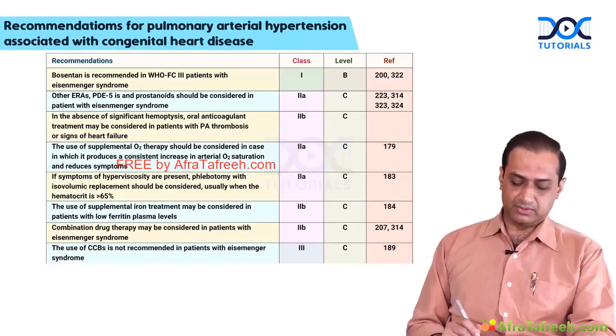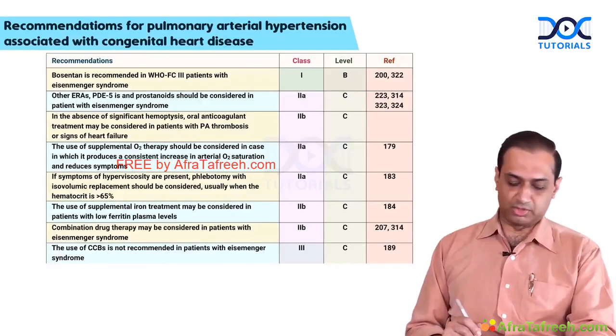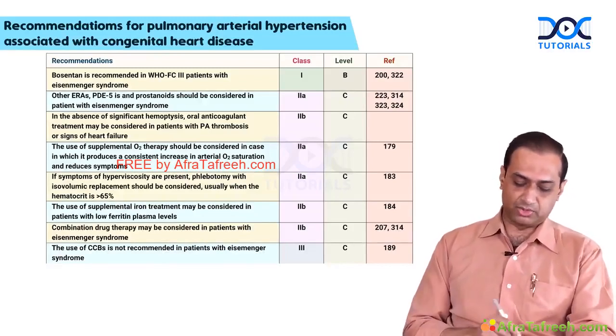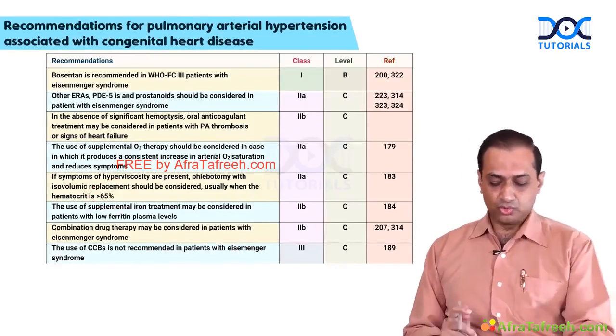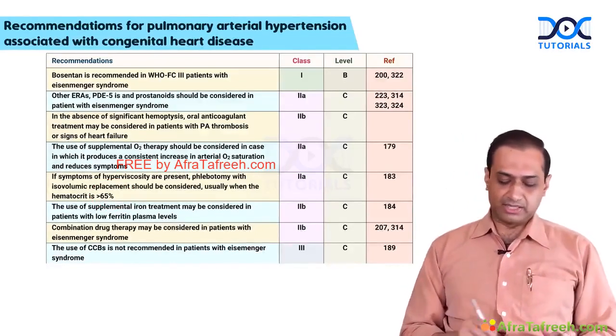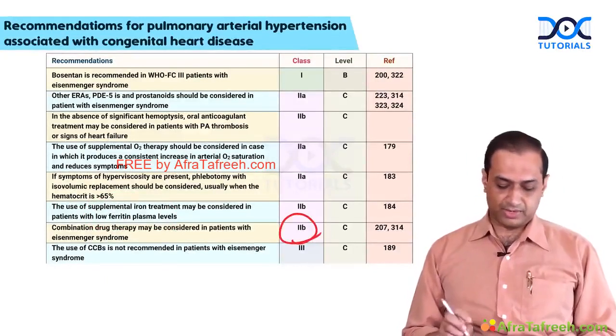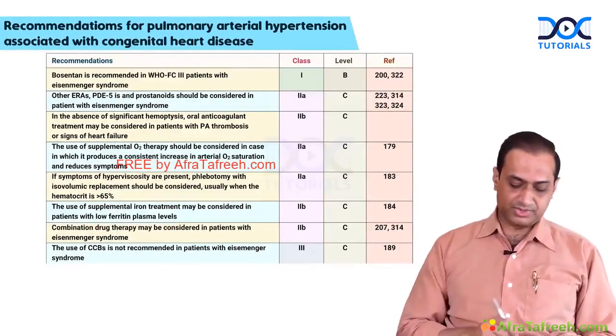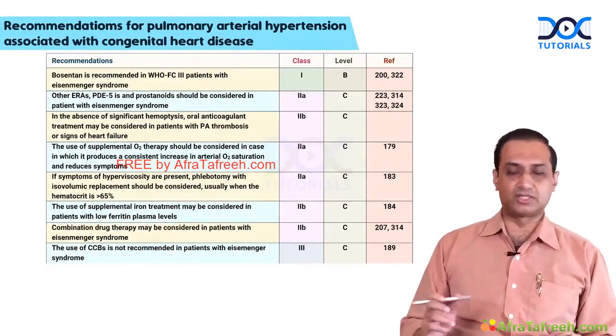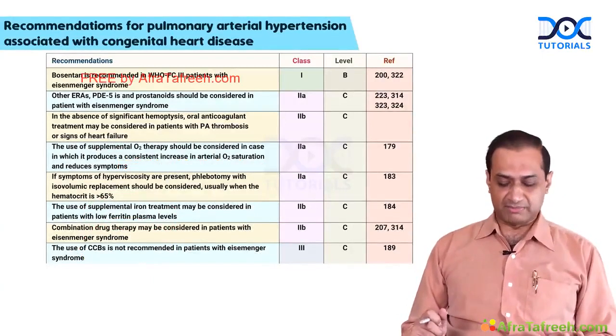A phlebotomy with replacement of isovolumic saline should be done when hematocrit exceeds 65%. Supplemental iron can be given in those with low ferritin levels. Combination therapy should be done in Eisenmenger syndrome. Calcium channel blockers are contraindicated in PAH because of Eisenmenger syndrome.